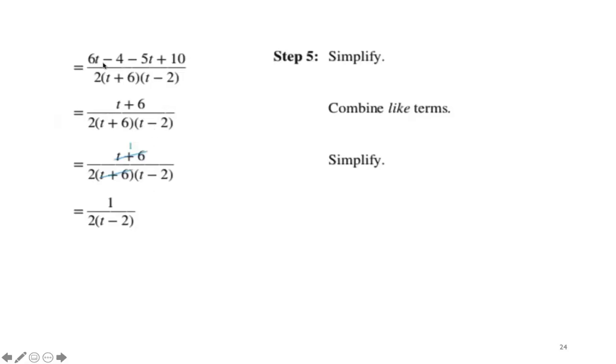And so distributing the top, and then simplifying, combining like terms. 6t minus 5t is t. And then minus 4 plus 10 is plus 6. And then notice I can cancel this. So cancel that again. So I have this as the final answer. So again, please look over these notes. If this is fast, then you can watch it again or look over your notes carefully.